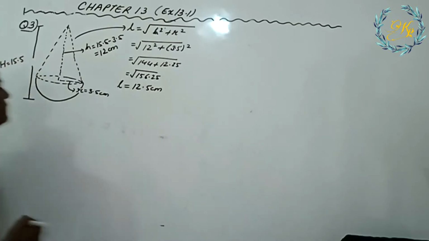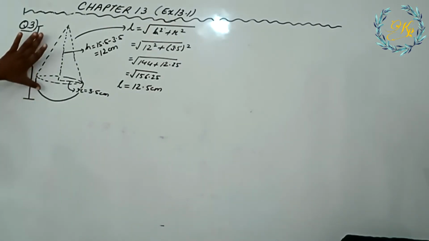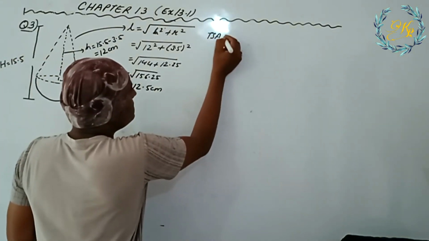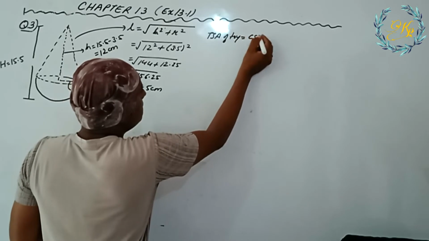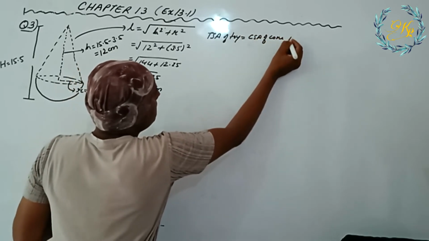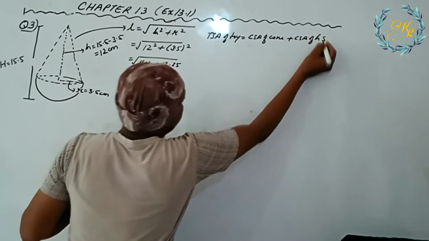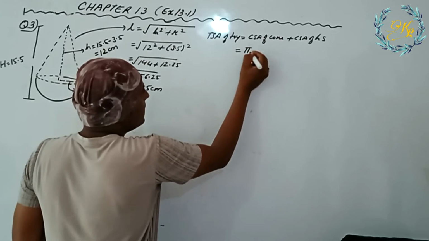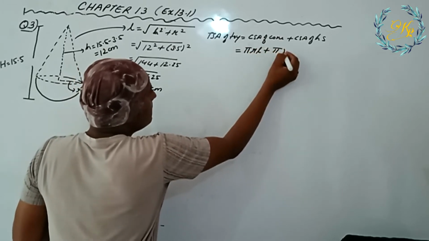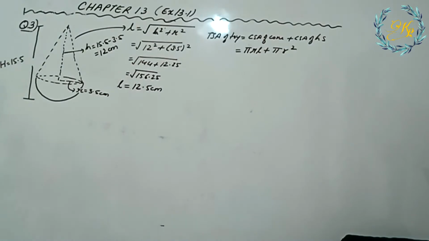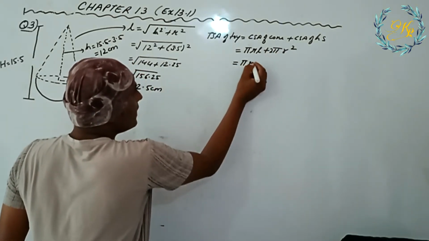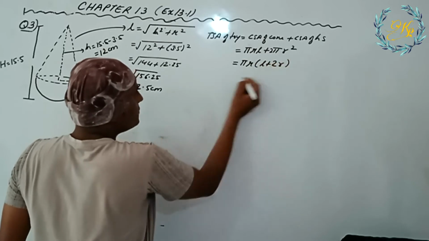Now we are going to find the total surface area of the toy. So we write the formula as TSA of toy is equal to CSA of cone plus CSA of hemisphere. So formula of CSA of cone is pi r L plus, for the hemisphere, it should be 2 pi r square. Out of this we take pi and r common. You are left with L plus 2r.